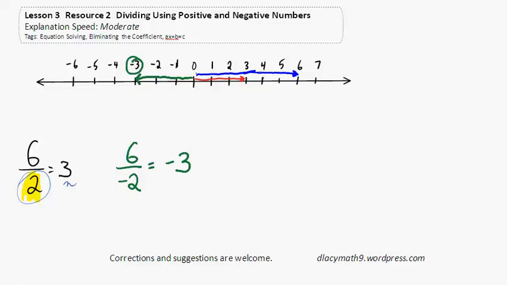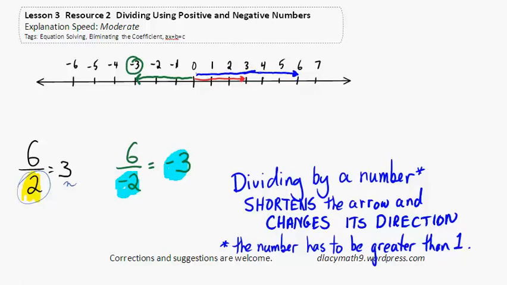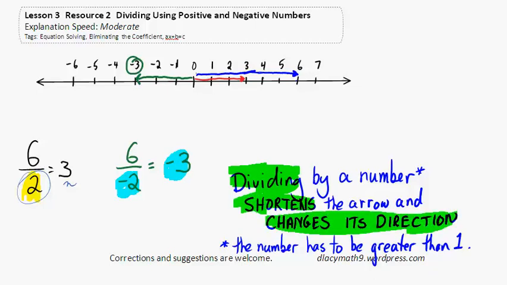That's why it's negative. Now, I don't mean to say that dividing by a negative number gives you a negative number, although it did in this case. What it does is changes the direction of the arrow. Dividing by a number shortens the number and changes the direction of the arrow. Just a little note that this works when the number is greater than 1. Otherwise, it actually lengthens the arrow. But it always changes the direction of the arrow. So let's do some examples.